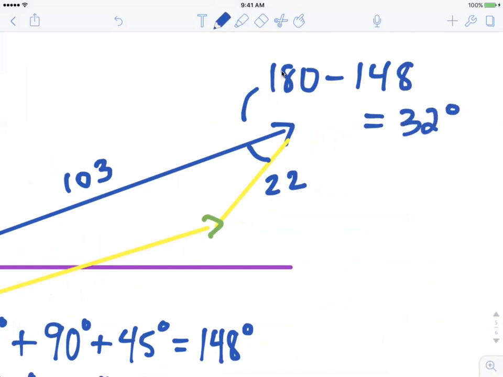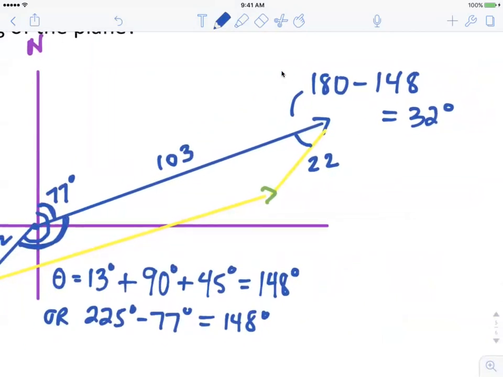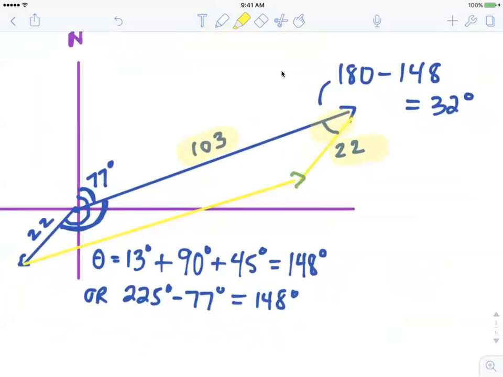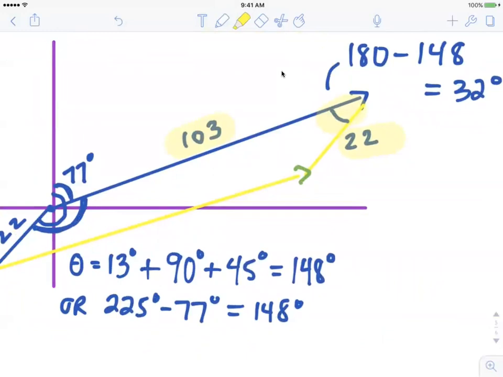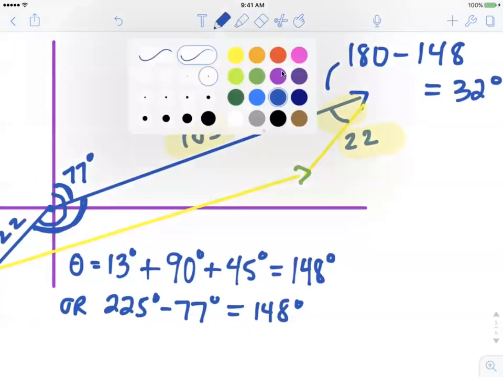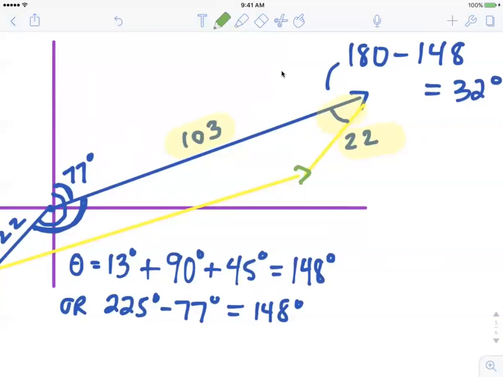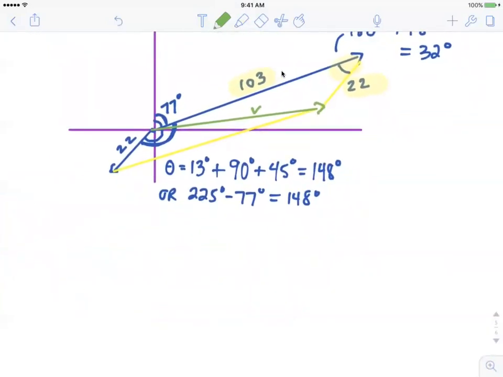Now look what we've got: side, angle, side. I don't know what happened to my resultant vector, but I think I accidentally erased it at some point. Let's put it back in there. There, now we've got the triangle: side, angle, side. Now I can find my vector v, the magnitude of that vector, with the law of cosines. Let's set up the law of cosines and away we go.